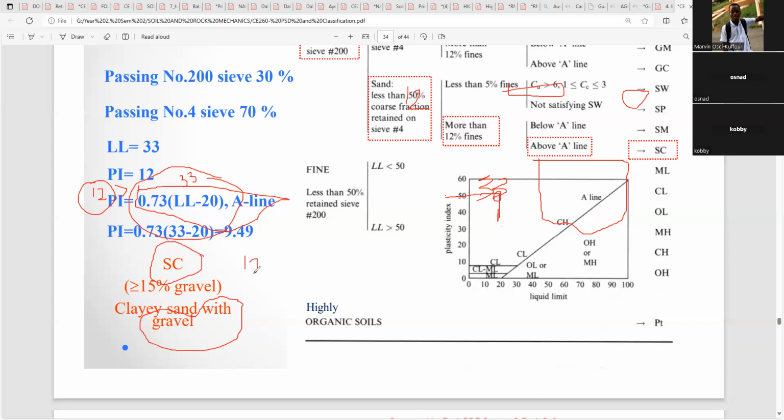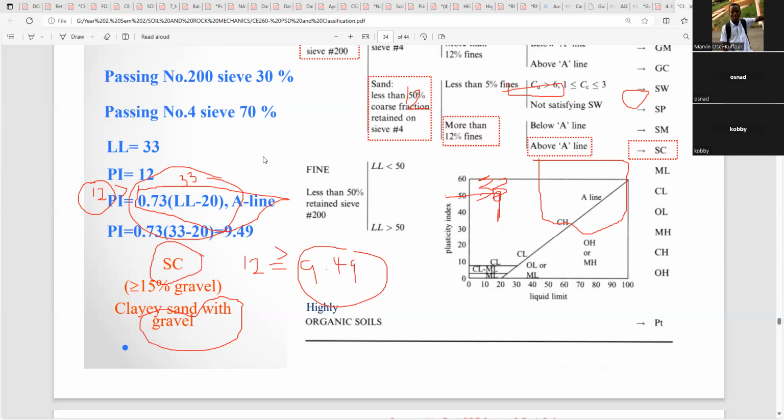So we had the PI to be 12. After putting in your liquid limit, which is 33, subtracting 20 from it, you get 13 times 0.73. I think you will get 9.49. So 9.49. And if your PI is greater than the whole of that calculation, it means that it falls above the A line. You can equally plot the points as we did, and you can check easily how the points or the coordinates are moving.